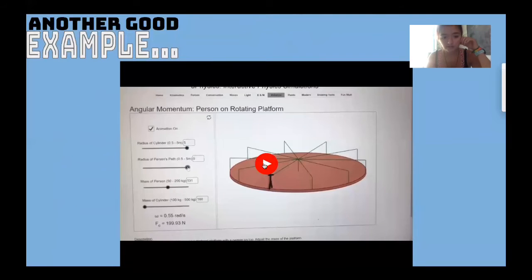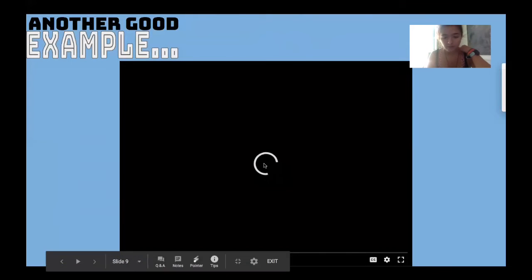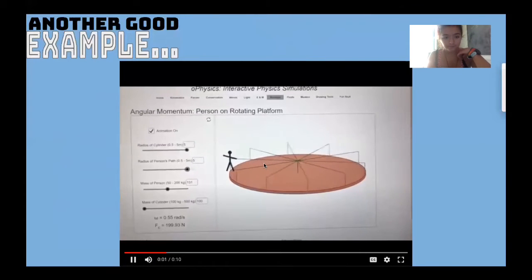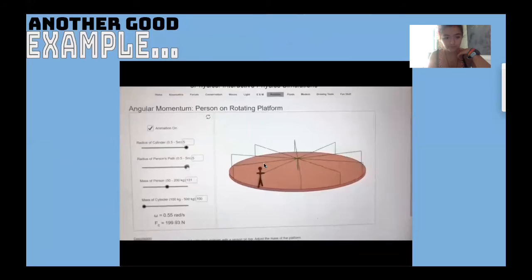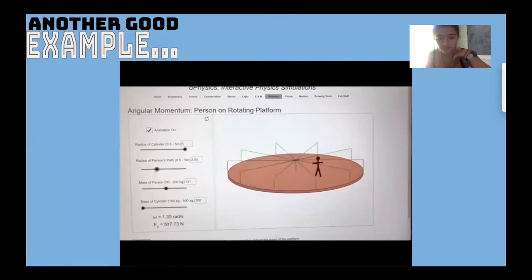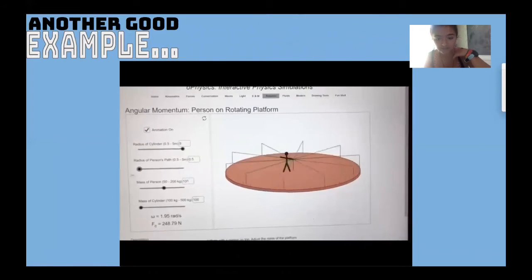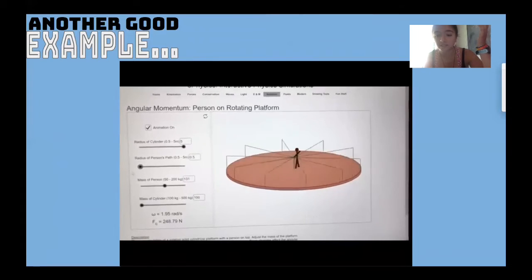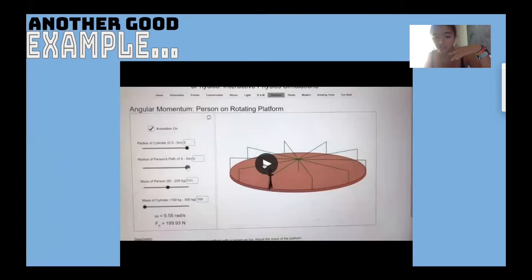So here's a video example. You can see that the number next to the lowercase omega increases as the distance between the mass and the center of rotation decreases, and that is because the angular velocity speeds up the closer it gets to the axis of rotation. Yep.